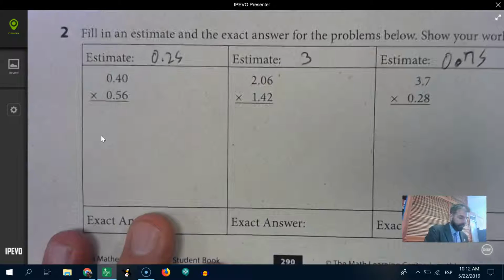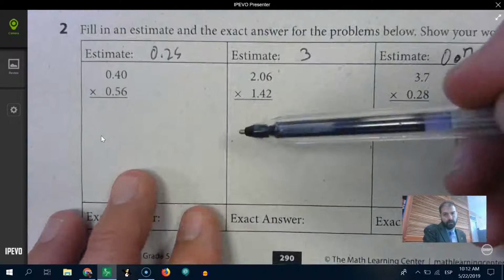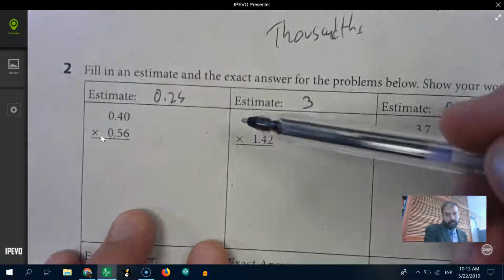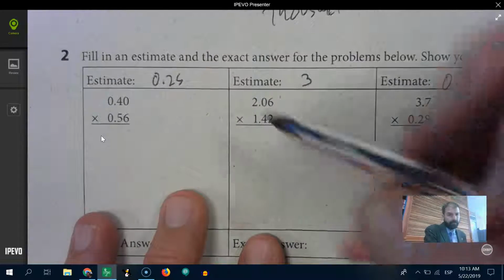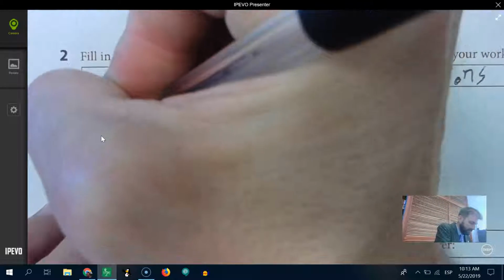Alright, so let's go to work. So again, we go right to left, and then the thing we have to remember about the decimals is we have to move them over or add them here. So same process as my algorithm.